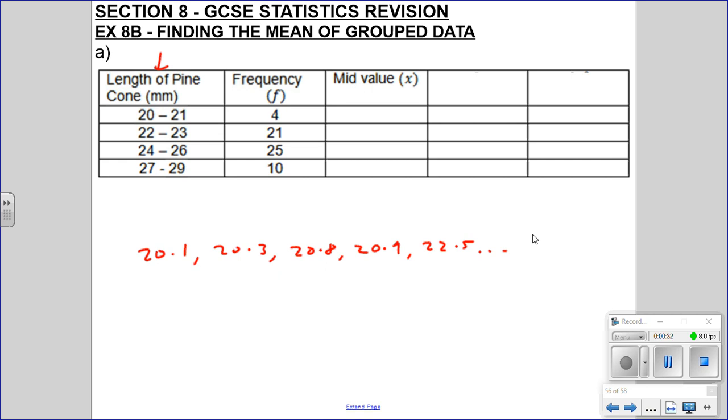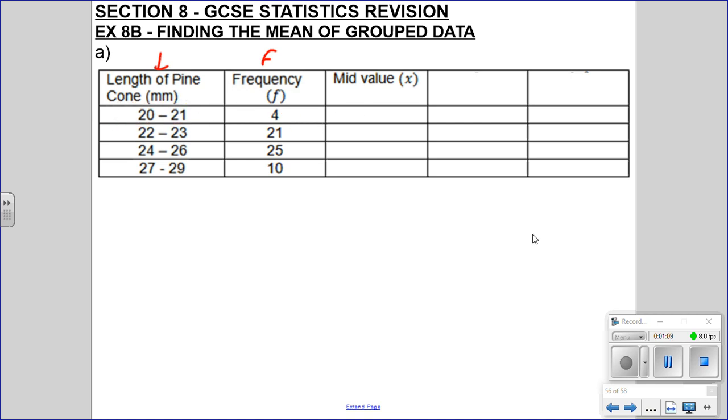You can see that what someone's done in a grouped table is make an interval between 20 and 21 and count how many fall within that interval. So you can see here 1, 2, 3, 4 bits of data fall within that interval, and therefore it's got a frequency of 4. That's the difference between discrete and group data, and that's the problem with it because you no longer have the individual entries. We don't actually know what the lengths of each of these 4 pine cones were. All we know is that they fell between 20 and 21 millimeters.